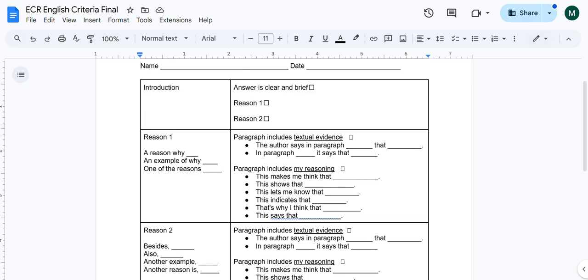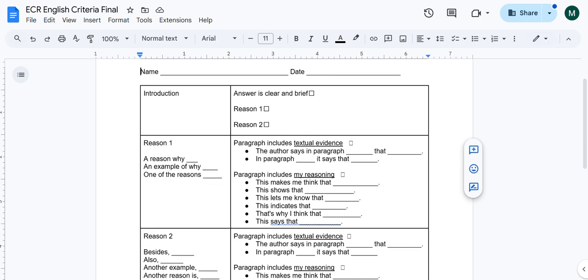So as you're modeling, the students should have this form in front of them, and then you should ask, did I start with a clear and brief prompt? Did I answer the prompt? Yes, I did. Do I have a reason 1? Yes, I do. Do I have a reason 2? Yes, I do. So use this as a guide as you model using this graphic organizer.